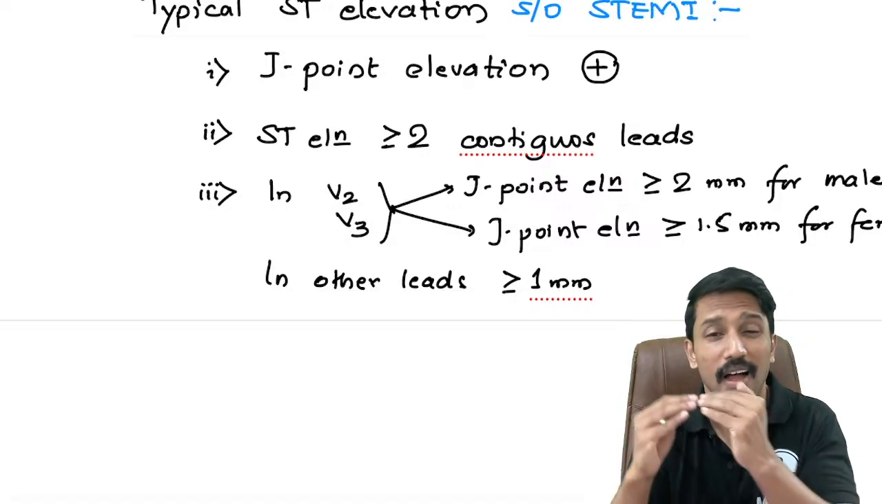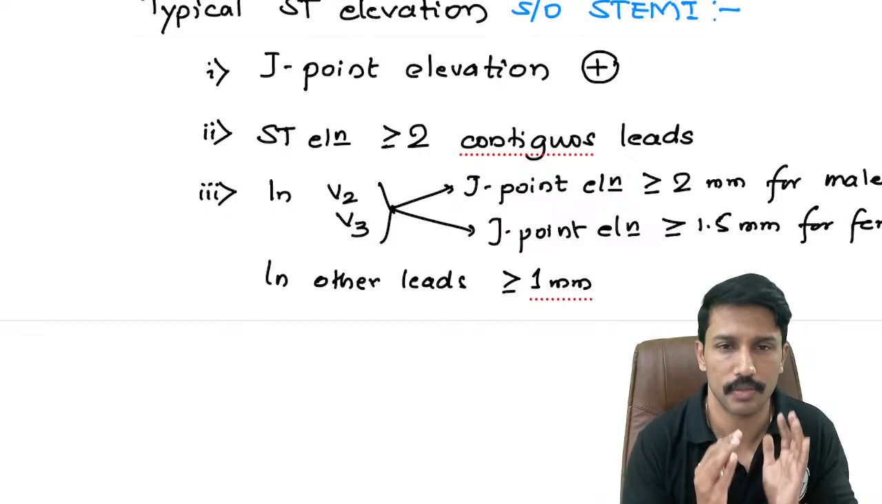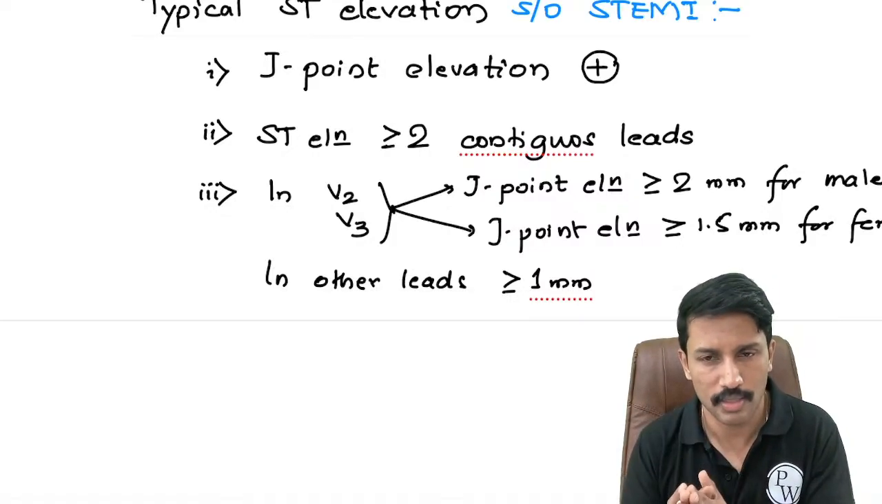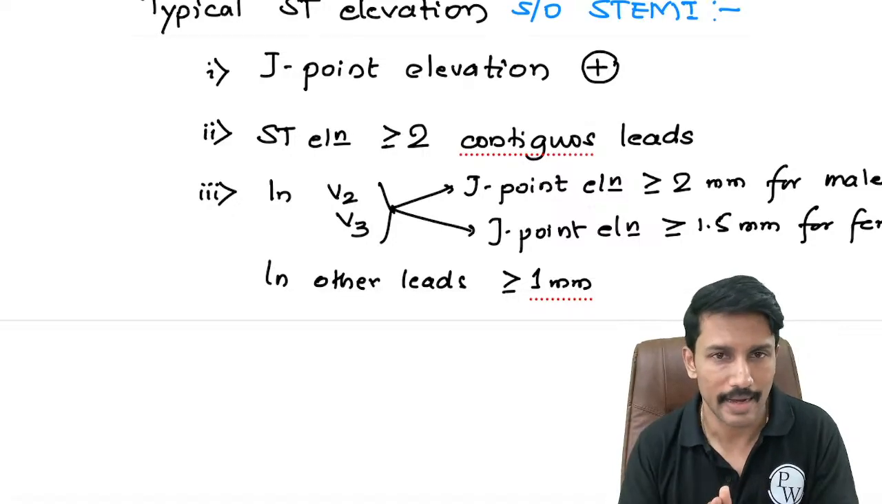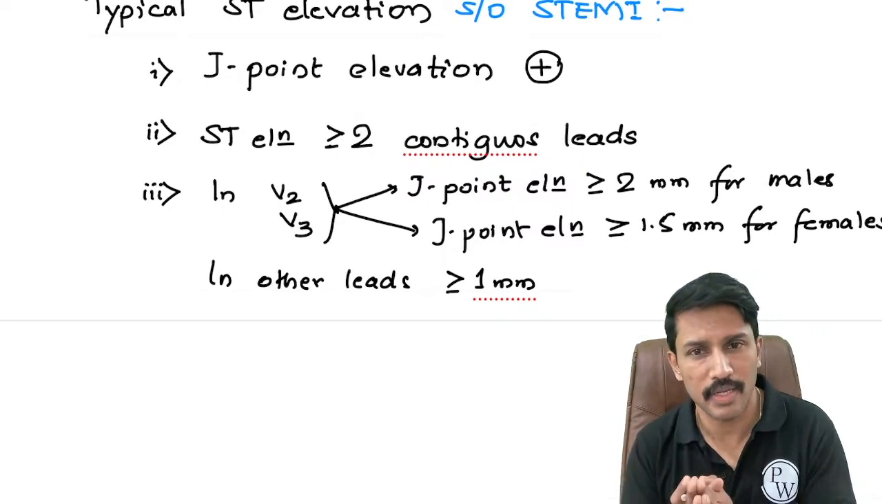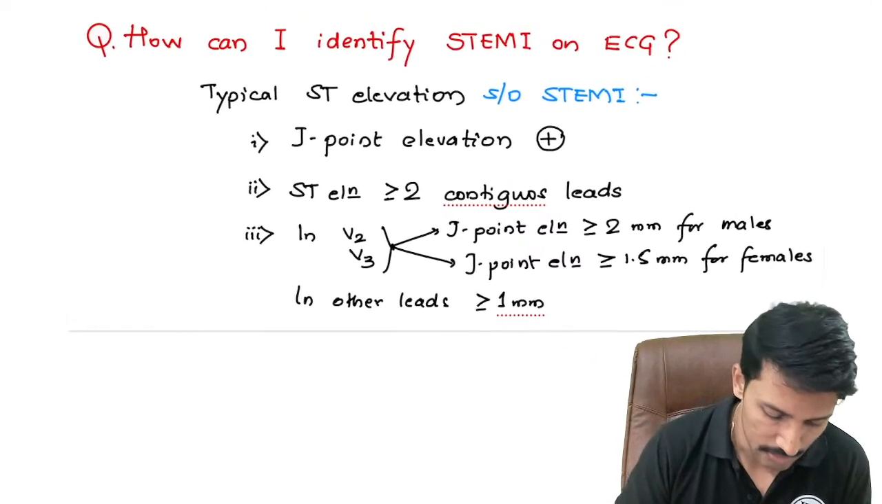There I have a little higher cutoff to call it ST elevation, and in other leads a little lower. In all other leads, more than or equal to 1 millimeter or 1 small box elevation of the J point. And for V2, V3, for males, 2 small boxes, and for females, 1.5 small boxes. When these criteria are met, it is typical ST elevation.